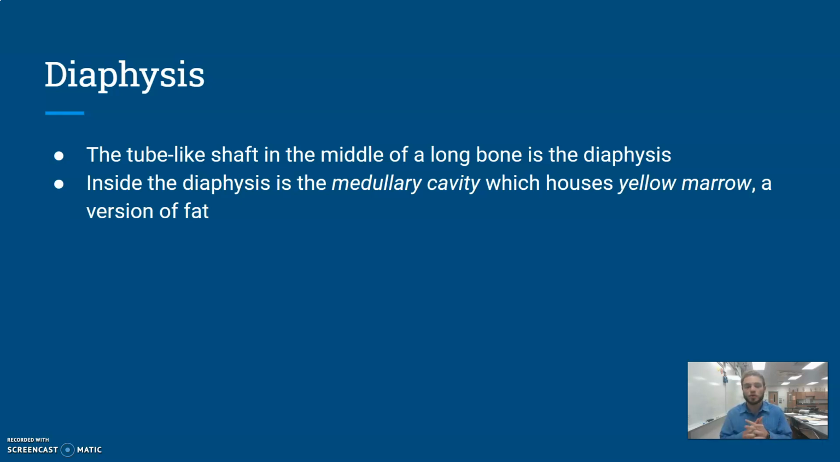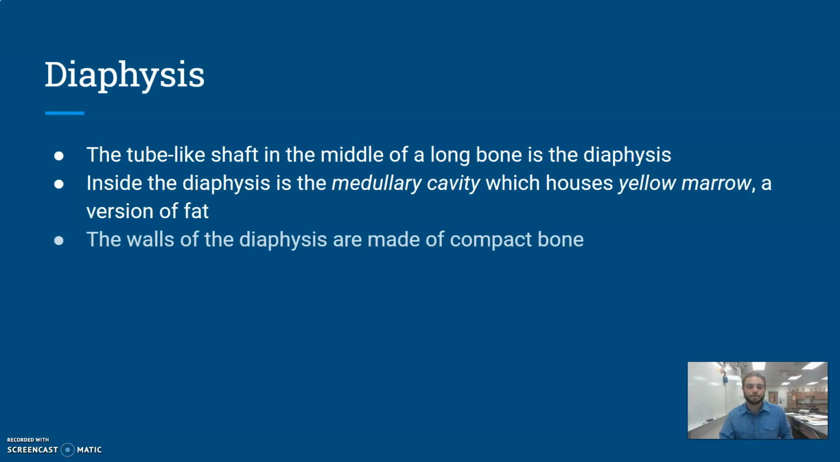But as usual, it's not actually truly hollow. It's actually going to house yellow marrow, which is really, really good fat storage. And it's a way that your bones can take extra fat and store it in those long bones for later use if they would ever need to. And actually, the reason dogs love to gnaw on bones is because of that yellow marrow. They're trying to get to the middle of that long bone so that they can get some of that nutrient-dense yellow marrow, that nutrient-dense fat that sits in that medullary cavity. The walls of the long bone and the walls of the diaphysis are going to be made of compact bone.